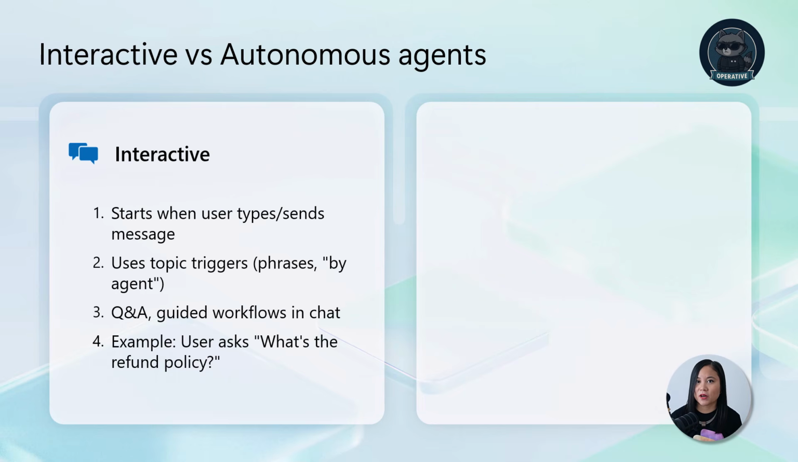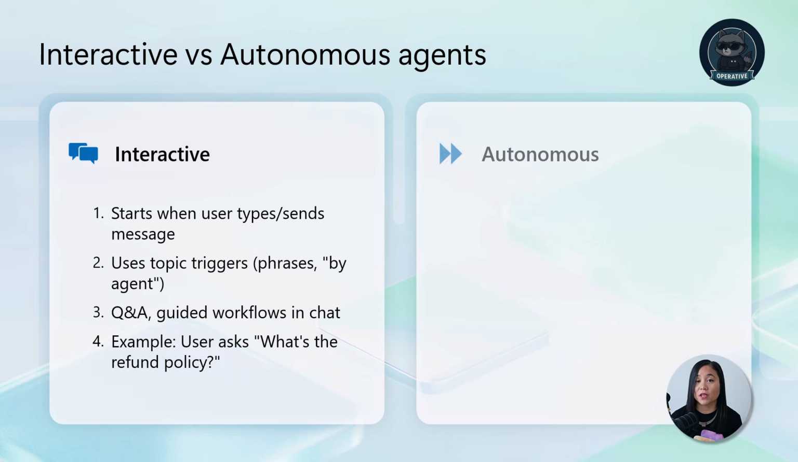Interactive agents start when a user types or sends a message. They rely on topic triggers, which can be phrases, or agent matching to initiate conversations. They're perfect for Q&A, guided workflows, and request-driven actions in chat environments. For example, a user asks, "What's the refund policy?" and the agent responds with the answer.